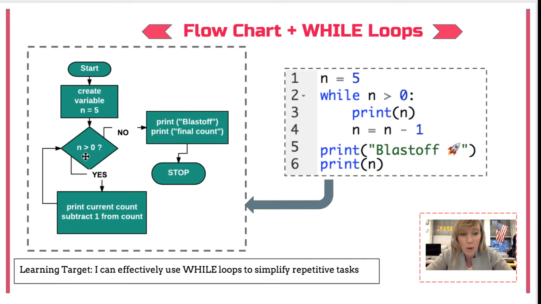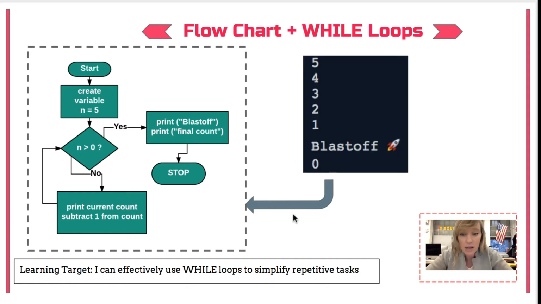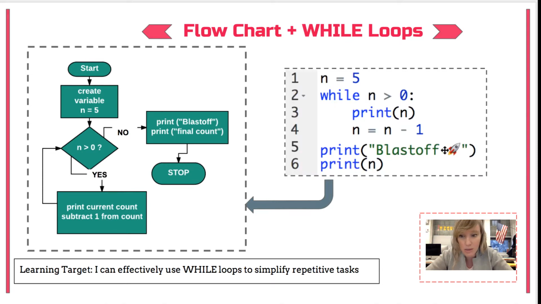So this is what the while loop looks like in the flowchart. Again, this is the same while loop. I accidentally put yes and no, I switched those around in this picture here, but it's the same while loop and the same outcome, okay? Because notice I put a little emoji there.